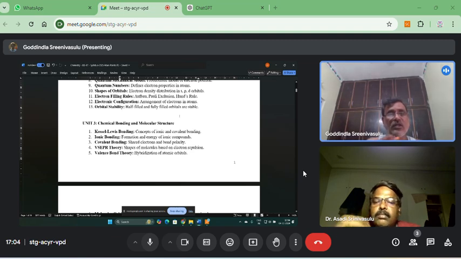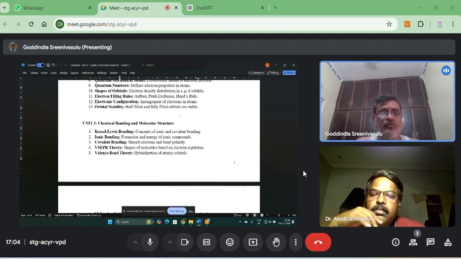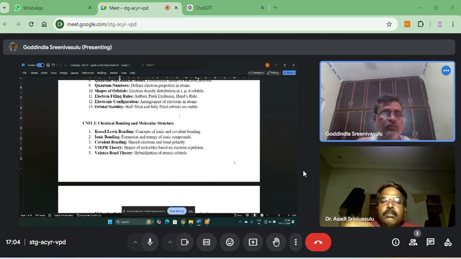Chemical bonding and molecular structure. Kossel-Lewis bonding: the concepts of ionic and covalent bonding are explained there. Ionic bonding is the formation of ionic bonds and the energy of ionic compounds. Covalent bonding is about shared electrons and bond polarity. VSEPR theory, valence shell electron pair repulsion theory, defines the shapes of molecules based on electron repulsion. Then valence bond theory, hybridization of the atomic orbitals.